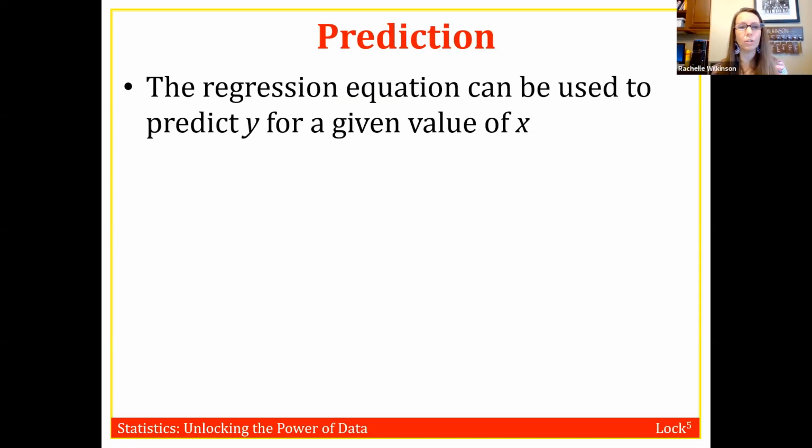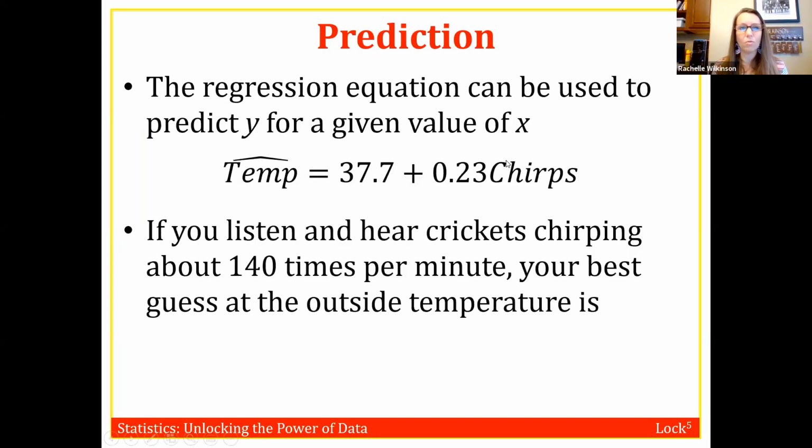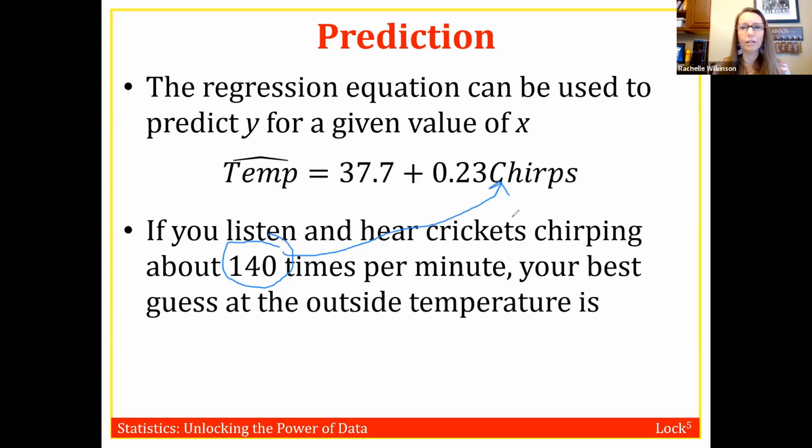So one of the things that we can do with our regression equation, once we have it, is use it to make predictions. If I tell you a value of X, then you can use that to predict the value for Y. So for example, if you go outside in the summer and you hear crickets chirping and the chirp rate is 140 times per minute, then we could plug that into our formula here to figure out what we think the outside temperature is. All we're going to do is exactly what it sounds like. We're just going to take this 140 and plug it right in here for chirps.